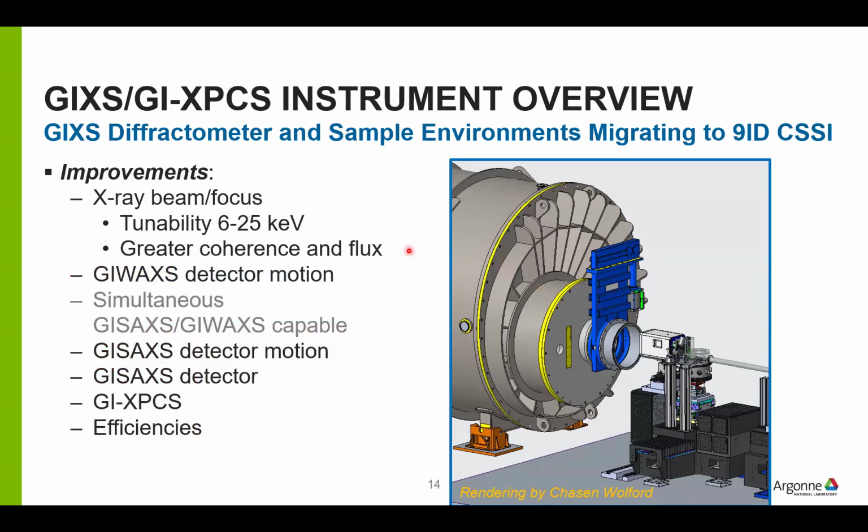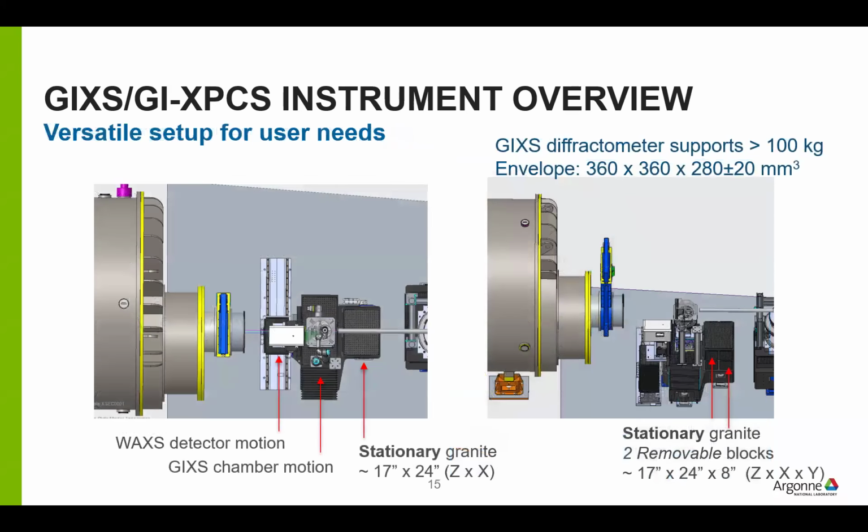So you'll see now with the new instrument, we have greater tunability, greater coherence and flux. We'll have more motion for both the GWAX and the GSAX detector, and we'll be capable of simultaneous GSAX GWAX, but that's pending acquisition of a cutout detector. So on day one, our Pilatus detector is also migrating from the old station. And I'll tell you in more detail.